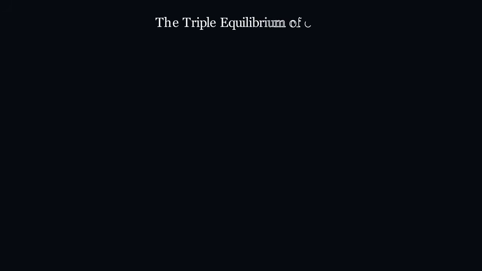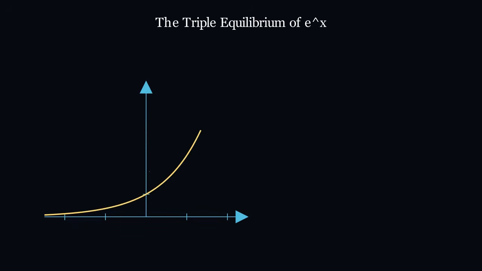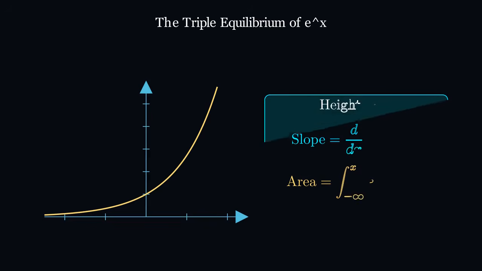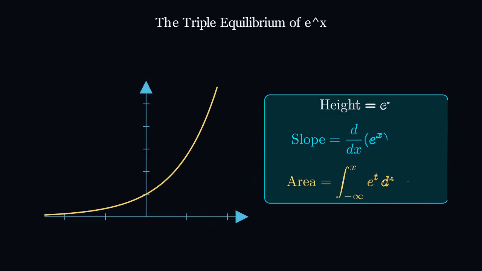But what does this geometric perfection actually look like when set in motion? As a point slides along this curve, three completely distinct geometric properties lock into absolute synchronization. At any given coordinate, the vertical height of the point, the slope of the tangent line representing its instantaneous rate of change, and the total area accumulated under the curve from the beginning of time are completely identical.